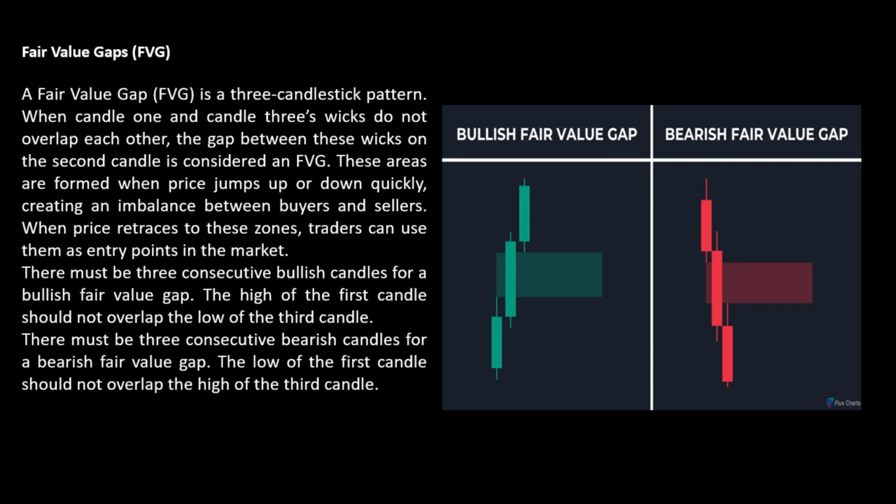There must be 3 consecutive bullish candles for a bullish fair value gap. The high of the first candle should not overlap the low of the third candle. There must be 3 consecutive bearish candles for a bearish fair value gap. The low of the first candle should not overlap the high of the third candle.